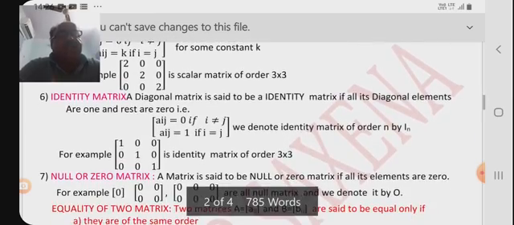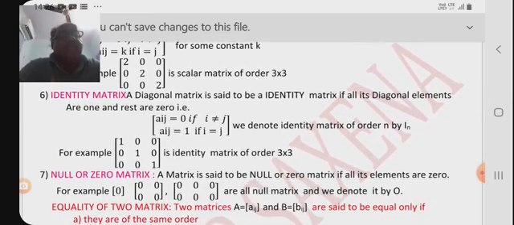A diagonal matrix is said to be an identity matrix if all its diagonal elements are 1 and the rest, that is, non-diagonal elements are 0. That is, Aij equals 0 if i not equals j, non-diagonal elements, and Aij equals 1 if i equals j, that is, diagonal elements. We denote the identity matrix by I.